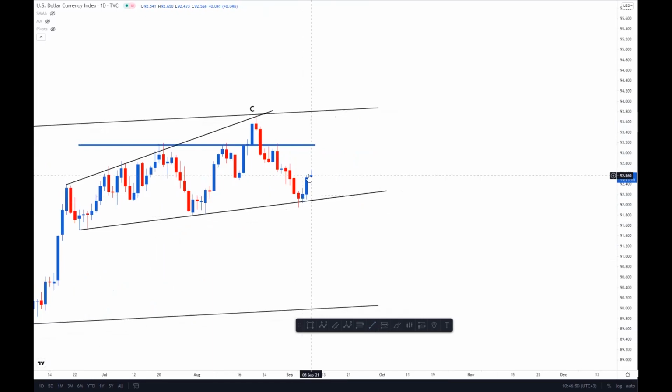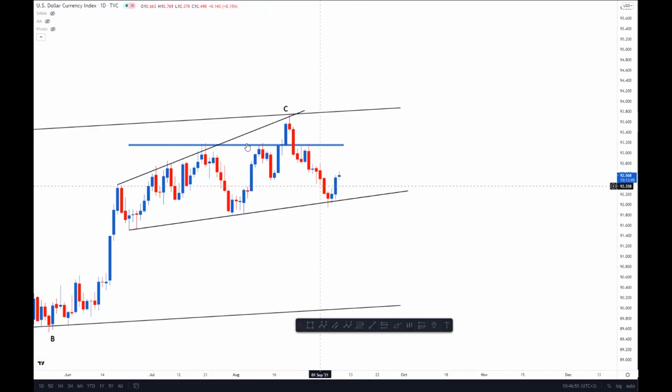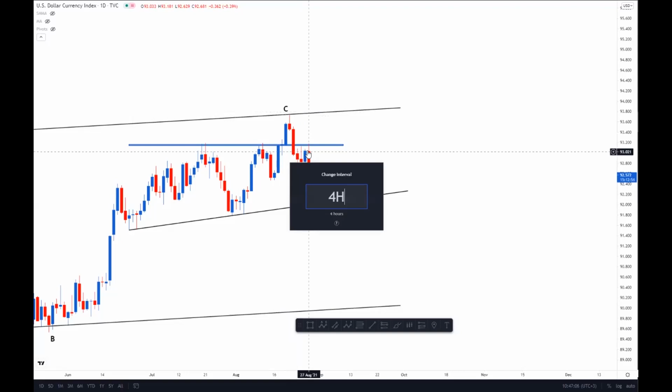Monday, Tuesday has been very bullish. We haven't seen any red close during this week, okay? So what am I looking for? You see this resistance level that the market was able to break after we had a breakout to the upside. I'm looking to see this breakout retest, which already happened. Let's look at the 4-hour chart.